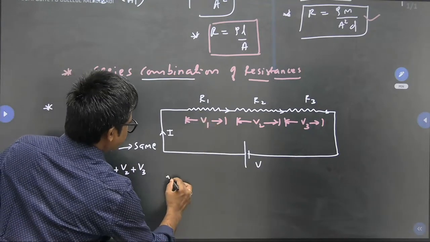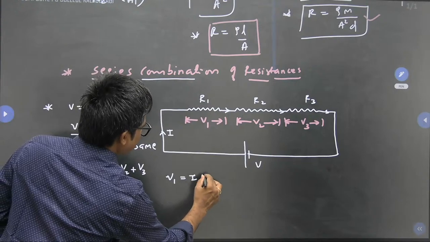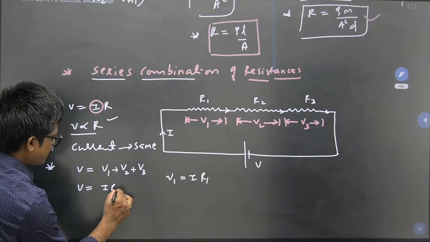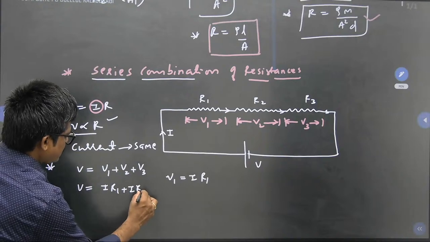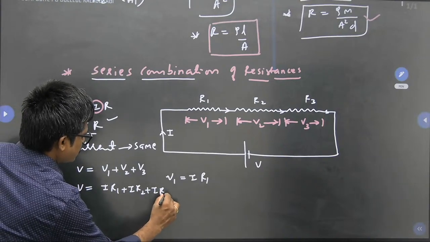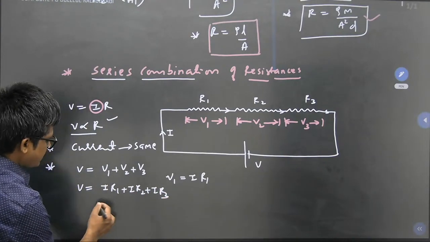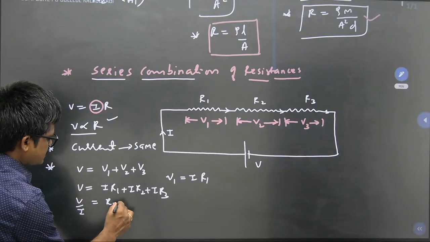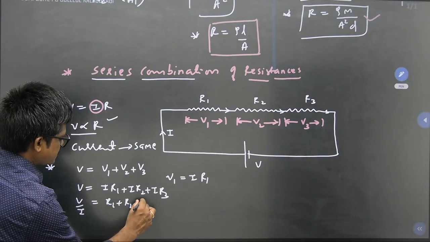Here, what is V1? V1 will be equal to I into R1, no? Therefore, I'll write V1 as I into R1, plus I into R2, plus I into R3. So if you take I common and bring it here, it will be V by I equals R1 plus R2 plus R3.